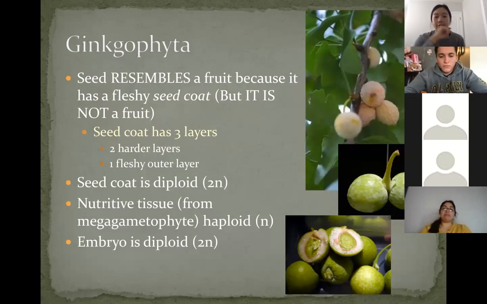So remember that there are 3 different generations within the seed coat. Within the seed, you have your diploid embryo, your diploid seed coat, which again derived from the integument, and then you have your nutritive tissue or your female gametophyte that supplies the nutrients and the food to the embryo. And that nutritive tissue is haploid.